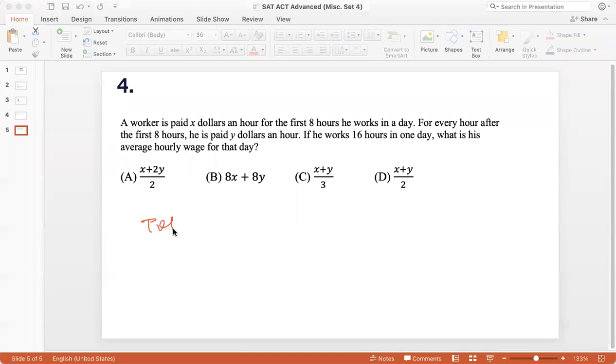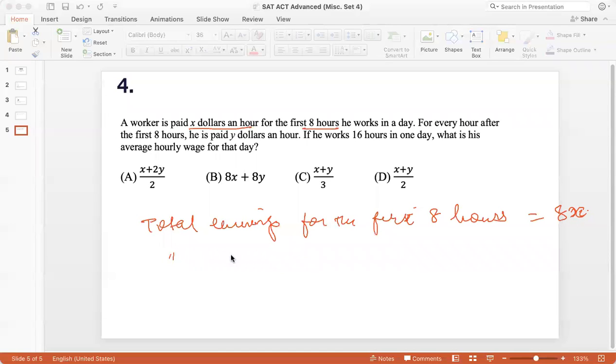Okay, so total earnings for the first 8 hours would be 8x because he's paid x dollars per hour for the first 8 hours. So that would be 8x. Total earnings for the next 8 hours would be 8y because for every hour after the first 8 hours, he's paid y dollars an hour.